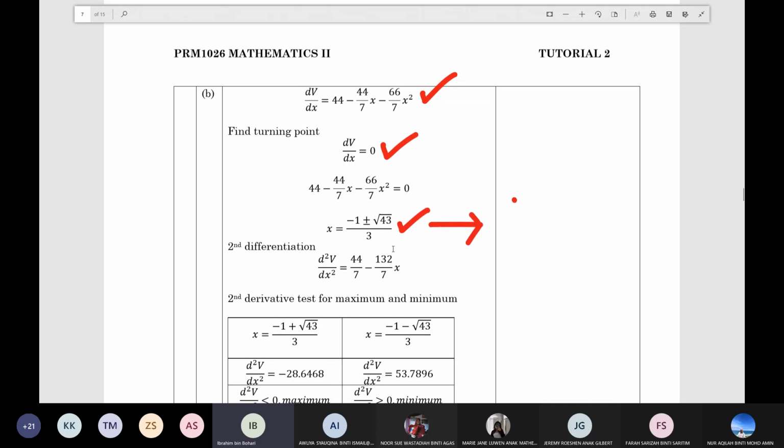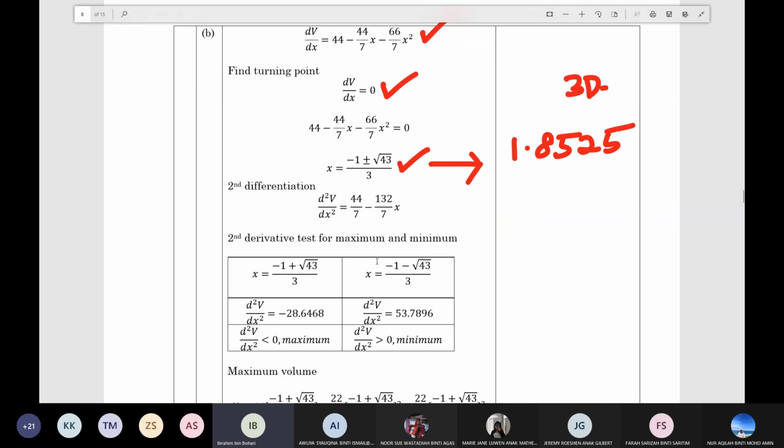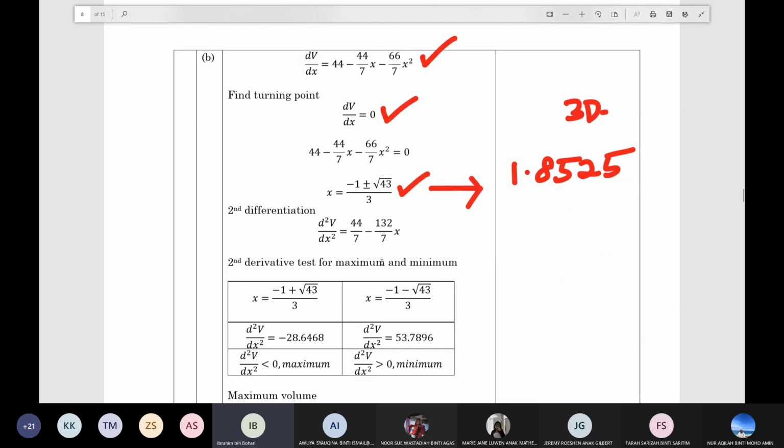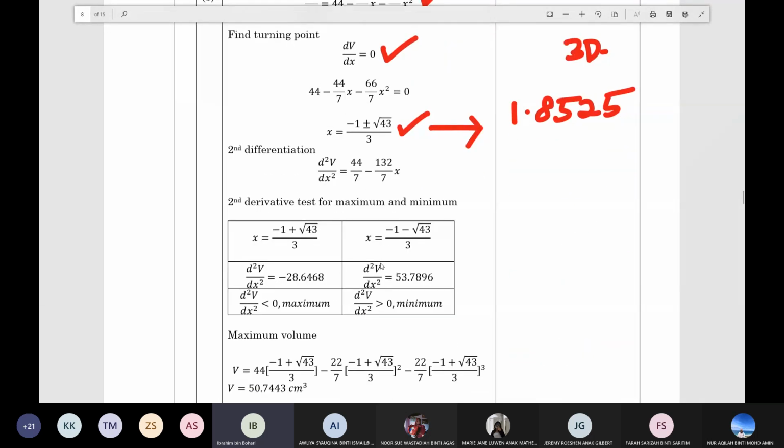Okay. So here I put the answer 1.8525, at least 3 decimal places. Yeah. Okay. And then using the second derivative test, determine the relative maximum and the relative minimum point. So you substitute the value into the second derivative. Okay, this one you check. Negative sign, the maximum. Positive here, the minimum point. Okay. Or the second method, I will show this. This one you can choose. Second method using the first derivative test.